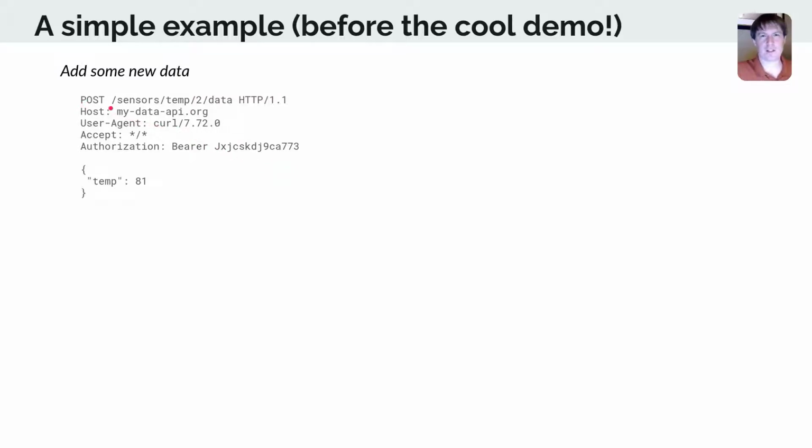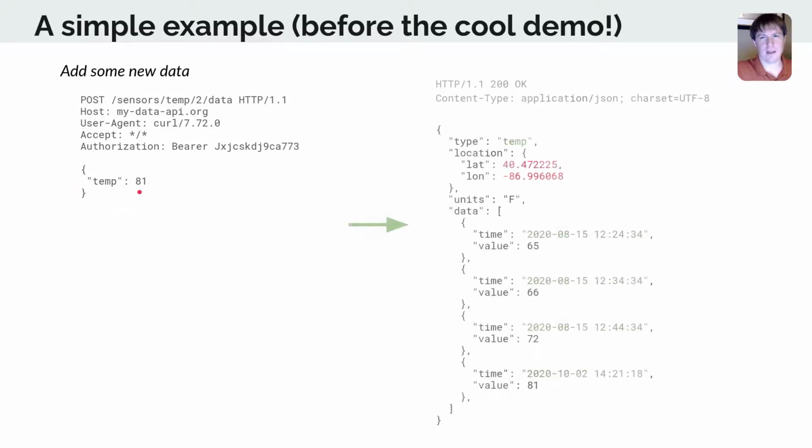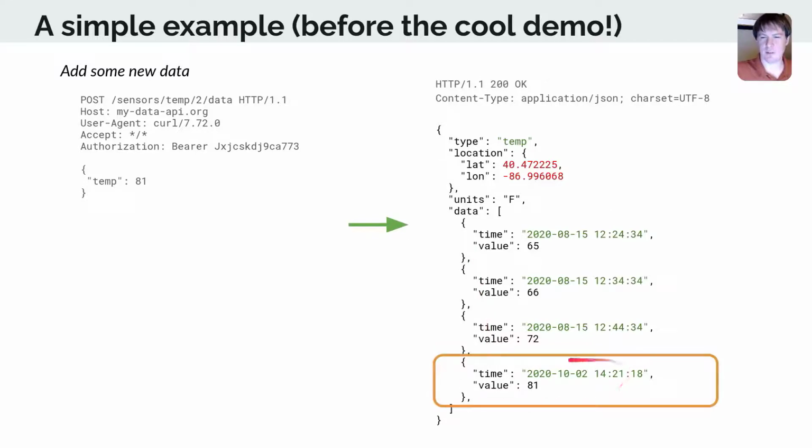And then lastly, we can try to add new data to the sensor. So now we're going to do a POST because we'd like to create new data, and we're going to post it to the path sensors/temp/2/data because we're trying to tell the server this is a new data point. And we can go ahead and just send it a JSON object with the new temperature. And then it returns a 200 OK response, which means all things are good. And for convenience, it responded with the new resource just so we know what it looks like. And you can see it added that new data point.